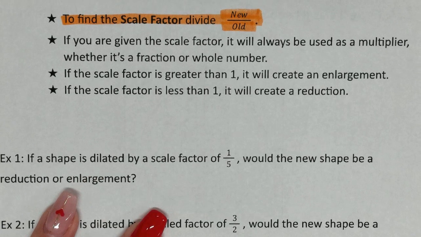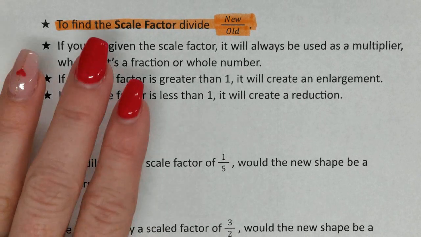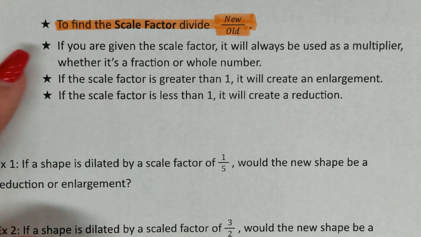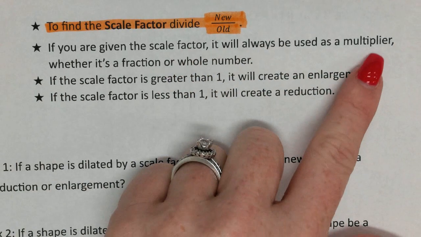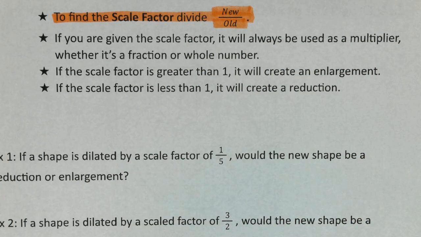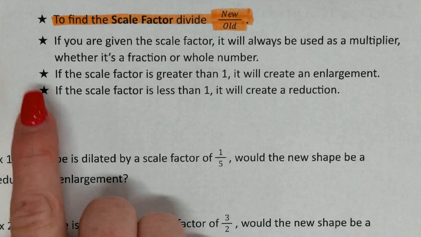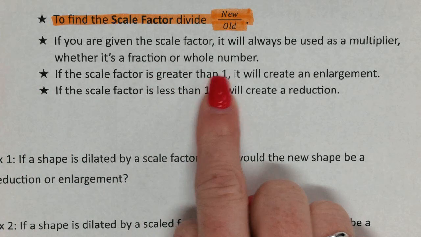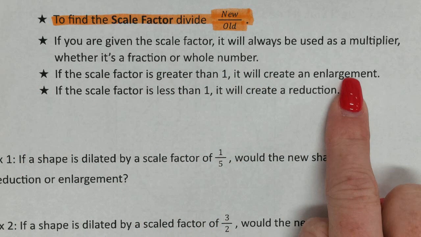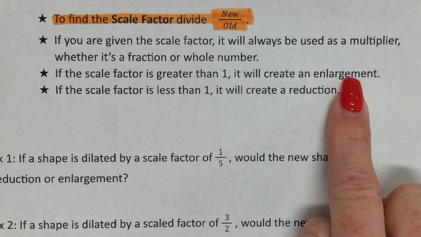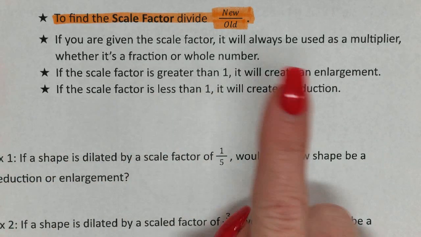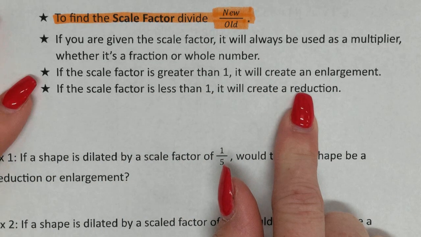All right, some things you need to know. And these are stuff I've already told you, but let's just go over it. If you're given the scale factor, you're always going to use it as a multiplier. If the scale factor is bigger than 1, it's going to make it an enlargement. It's going to make it bigger. If the scale factor is less than 1, it's going to make it smaller. It's going to make a reduction.